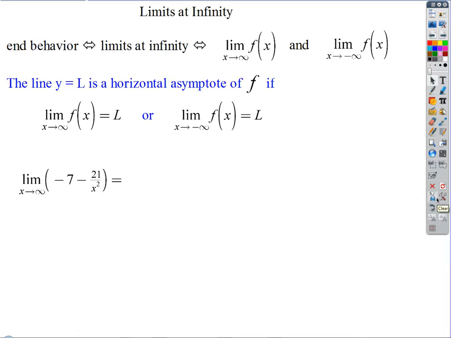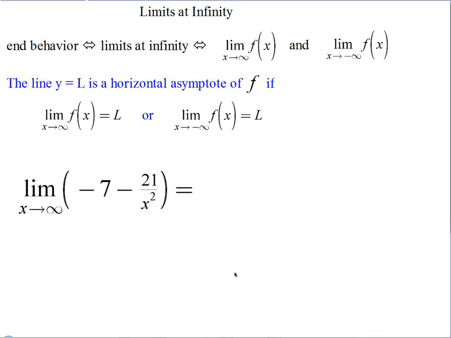if we just try a problem like this? Let's take the limit of this function. If I can make that bigger. I can't. How about that? What's the limit of negative 7 minus 21 over x squared as x approaches infinity? Keep in mind that infinity is not a number, right? Infinity is just kind of a concept. It means big without bound.